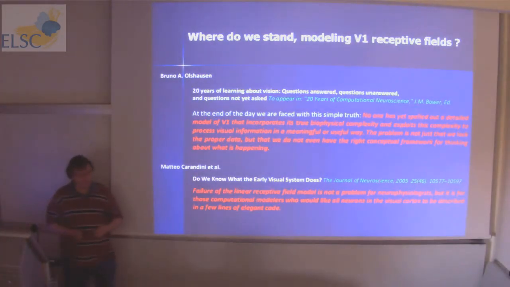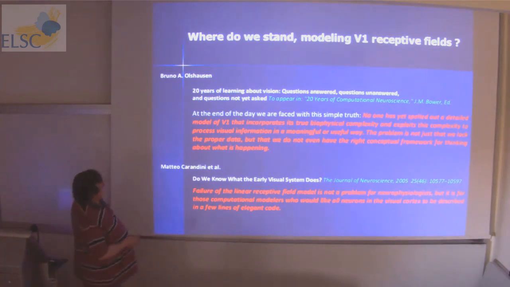yes, where do we stand? And I will thank Bruno Olshausen in his beautiful paper in 20 Years of Learning About Vision. At the end of the day, we are faced with this simple truth. No one has yet spelled out a detailed model of V1 that incorporates its true biophysical complexity and exploits this complexity to process visual information in a meaningful or useful way. The problem is not just that we lack the proper data, but that we don't even have the right conceptual framework for thinking about what is happening.